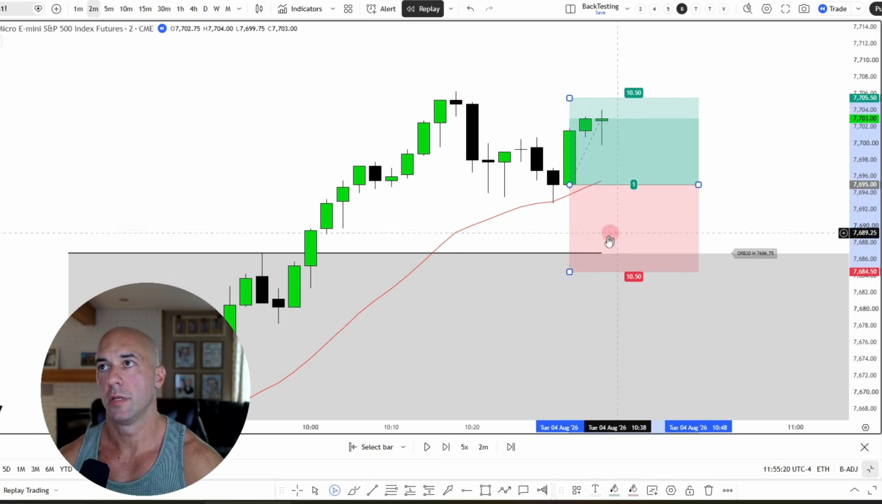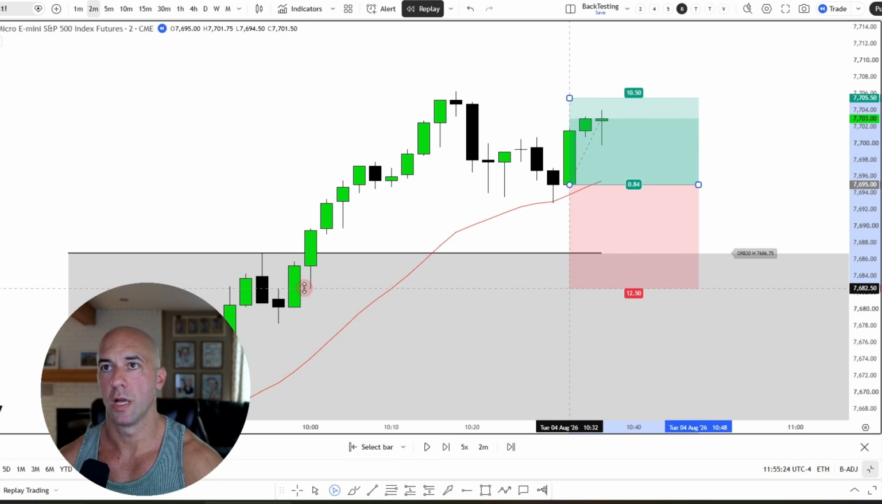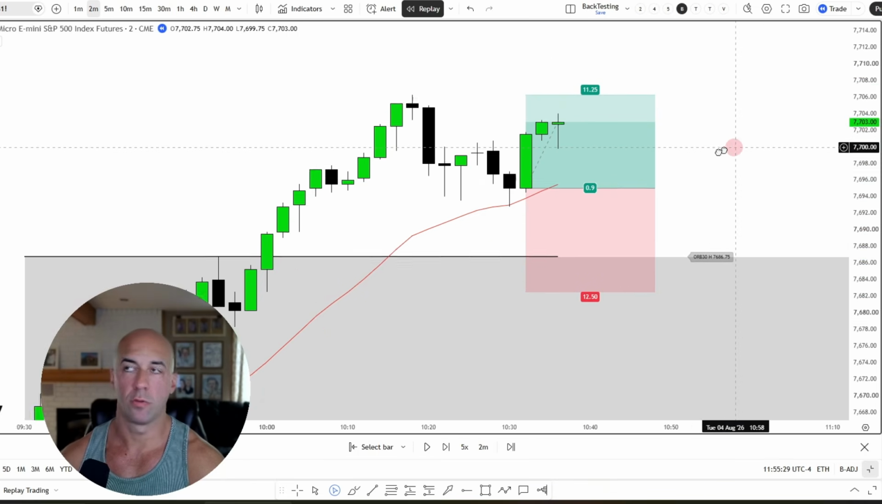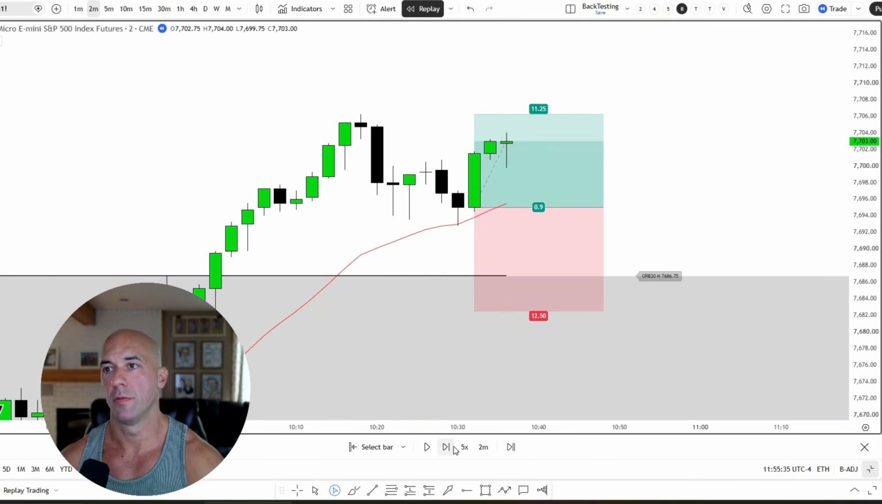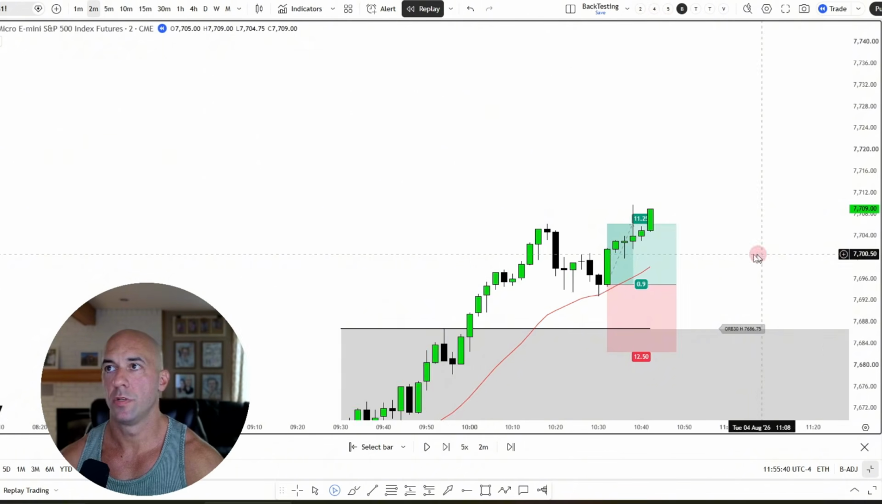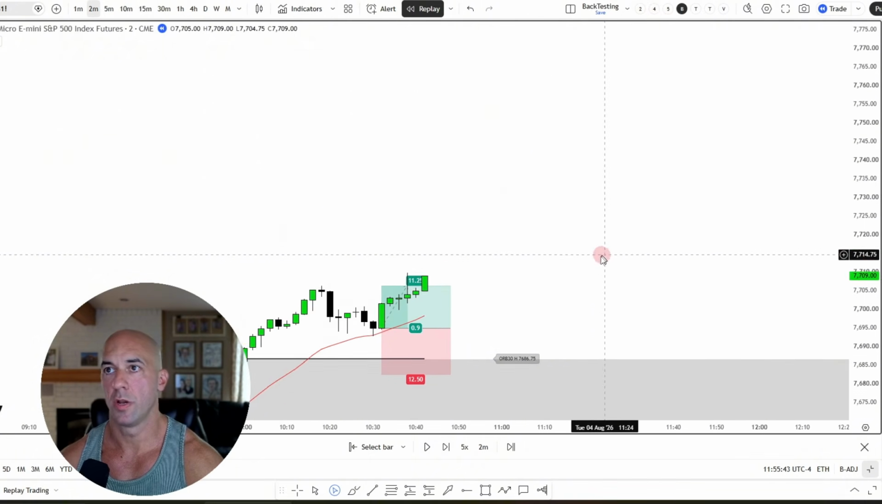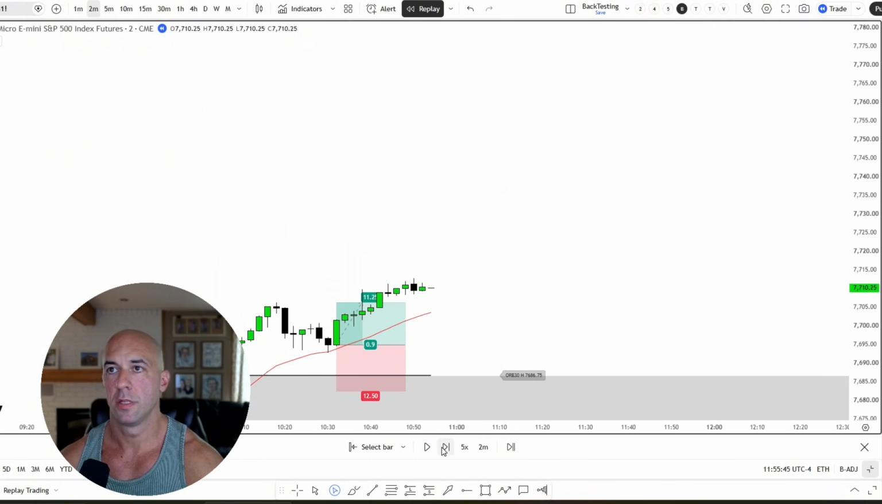So long entry there at the open of the next candle. Now, if you wanted to, you can put your stop below here and your target up there. It's just barely under 1-to-1. The win rate is high enough to sustain trades that have a negative RR. Your TP is hit.